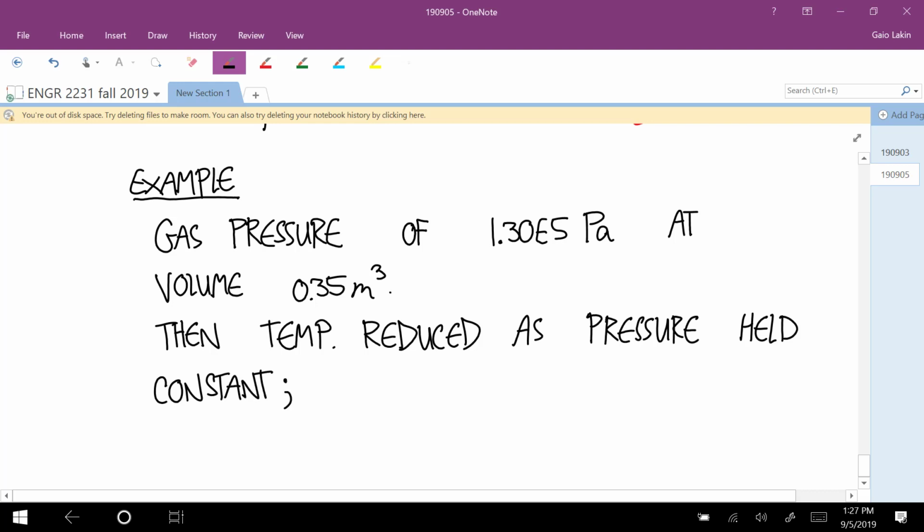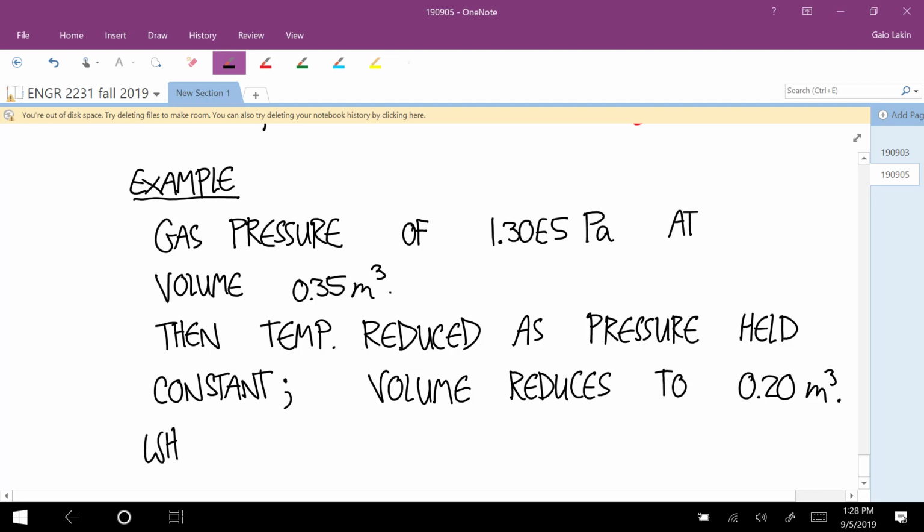And so what would happen to the gas if you did that? So you're going to keep the pressure constant and you're going to reduce the temperature. Is the gas going to expand or contract? It's going to contract, yeah. So the volume reduces to 0.2 cubic meters. What's W for the gas? For this process.